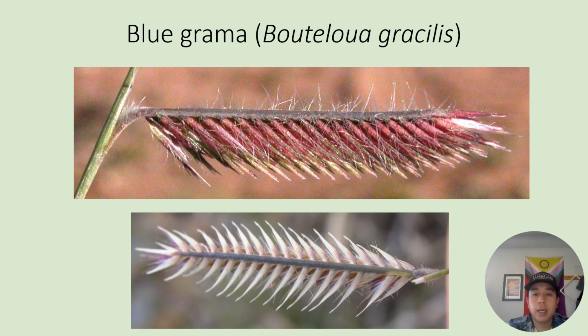And here's a close-up of Bouteloua gracilis, or blue grama, and its inflorescence. And so you can see some of its spreading features as well as how hairy it is on different portions of the inflorescence.